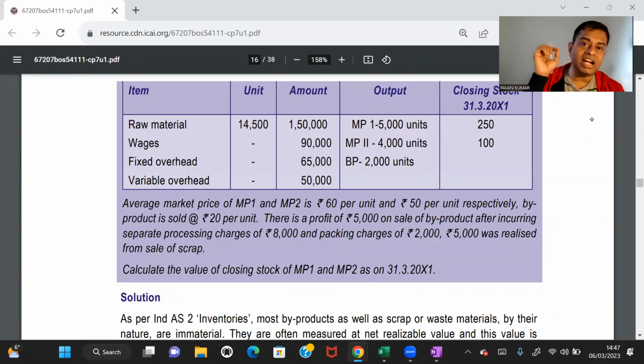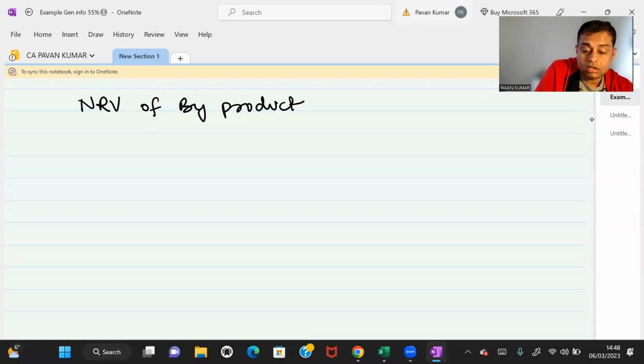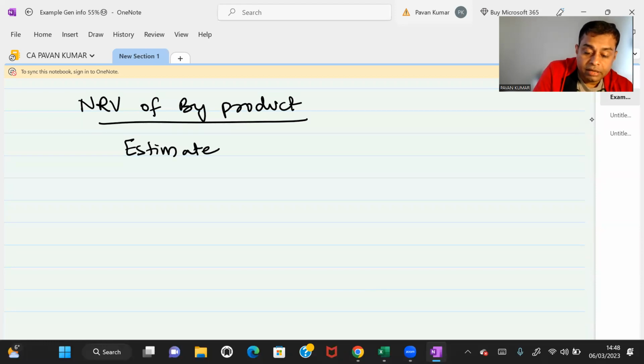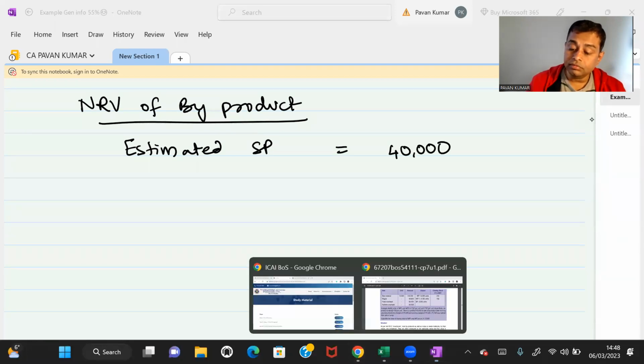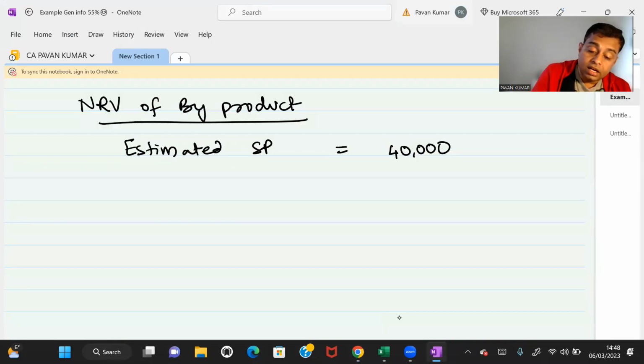So open your notes, put the heading working note 1. What is working note 1? Calculation of net realizable value of byproduct. Under that, estimated selling price. The byproduct can be sold at 20 per unit and there are 2000 units. So calculate 2000 units into 20.